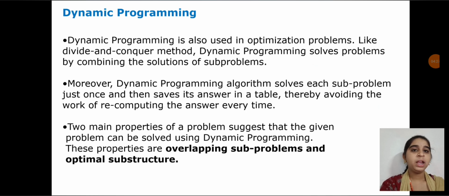Dynamic programming is also used in optimization problems, like the divide and conquer method. Dynamic programming solves problems by combining the solutions of the subproblems. Moreover, a dynamic programming algorithm solves each subproblem just once and then saves its answer in a table, thereby avoiding the work of recomputing the answer every time. Two main properties suggest that a given problem can be solved using dynamic programming. These properties are overlapping subproblems and optimal substructure.